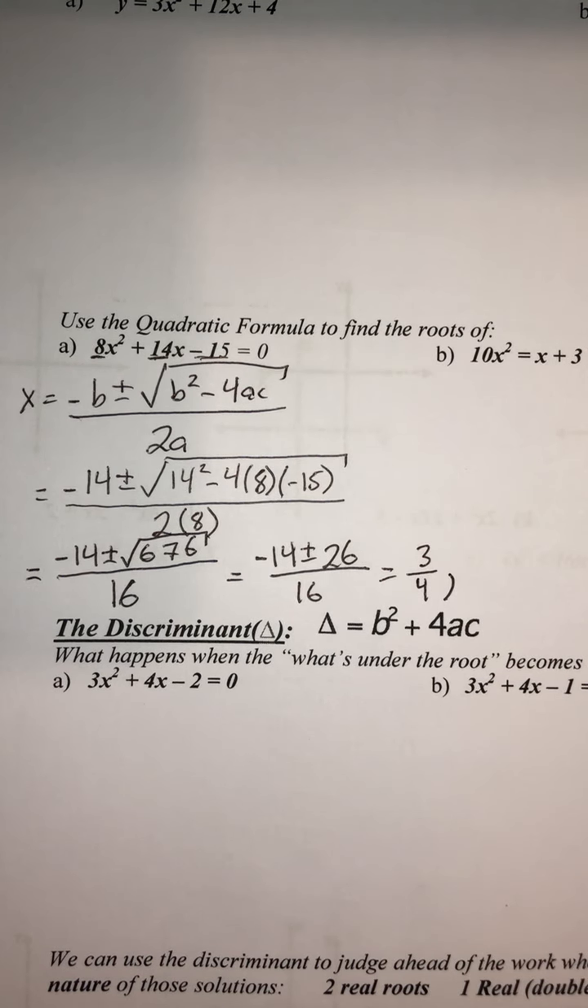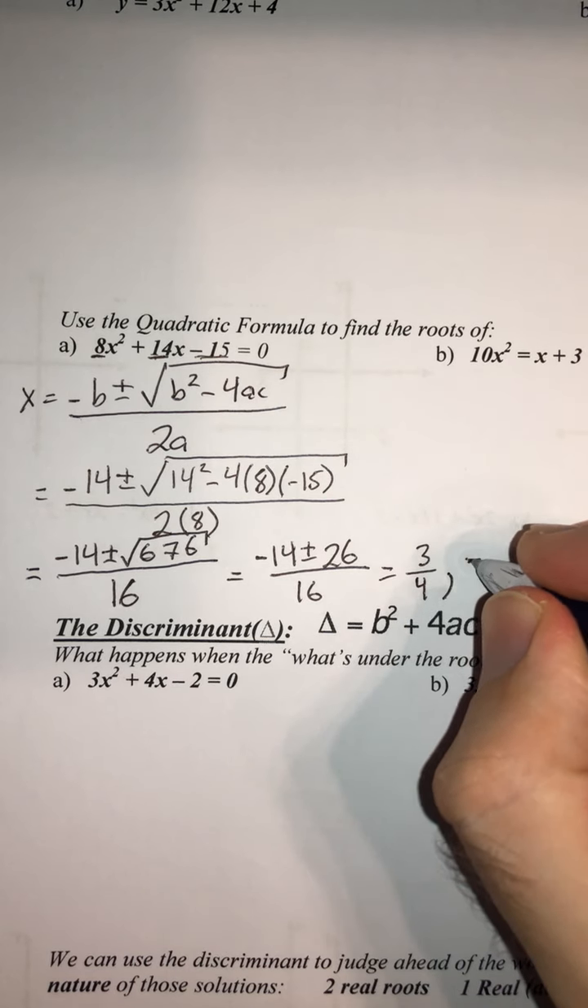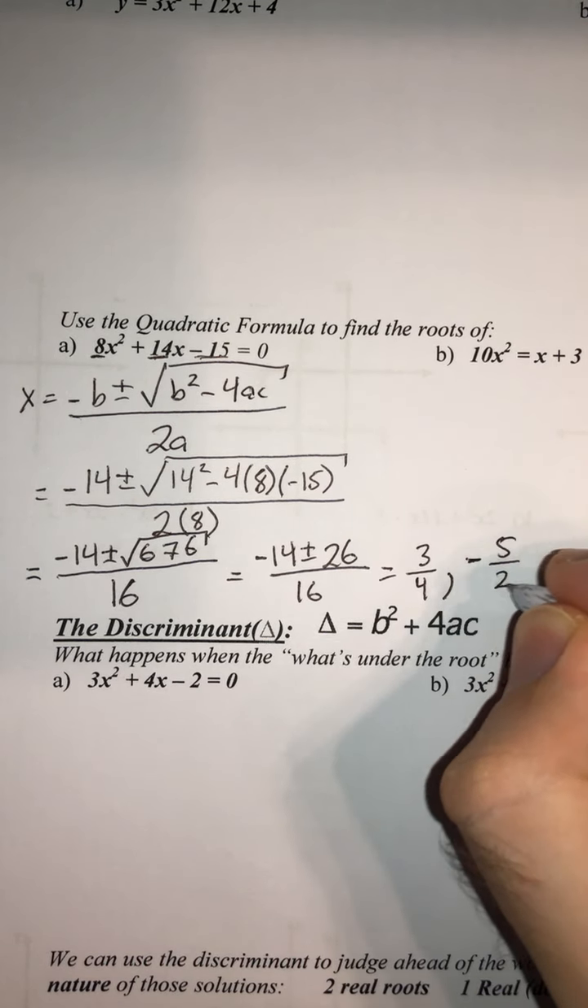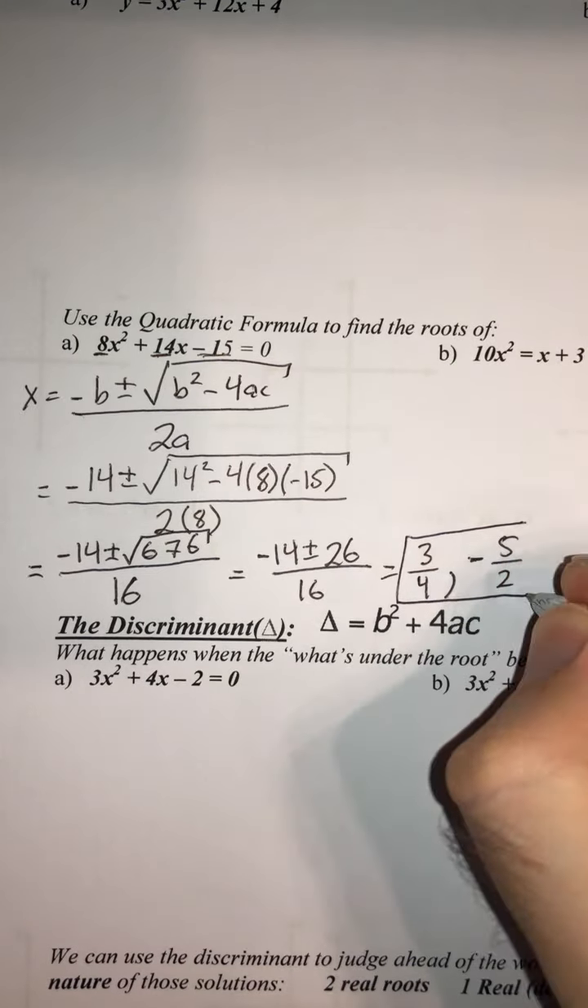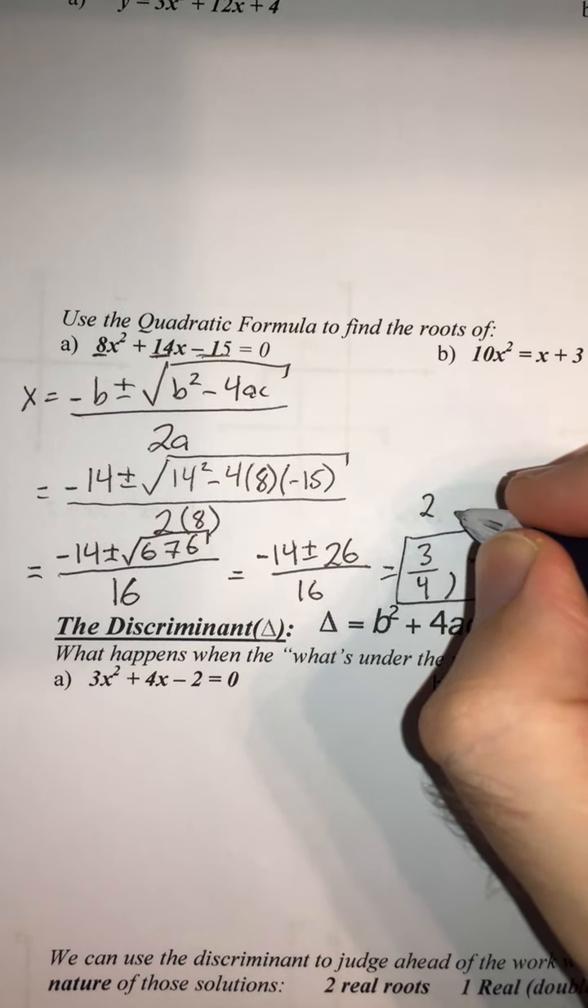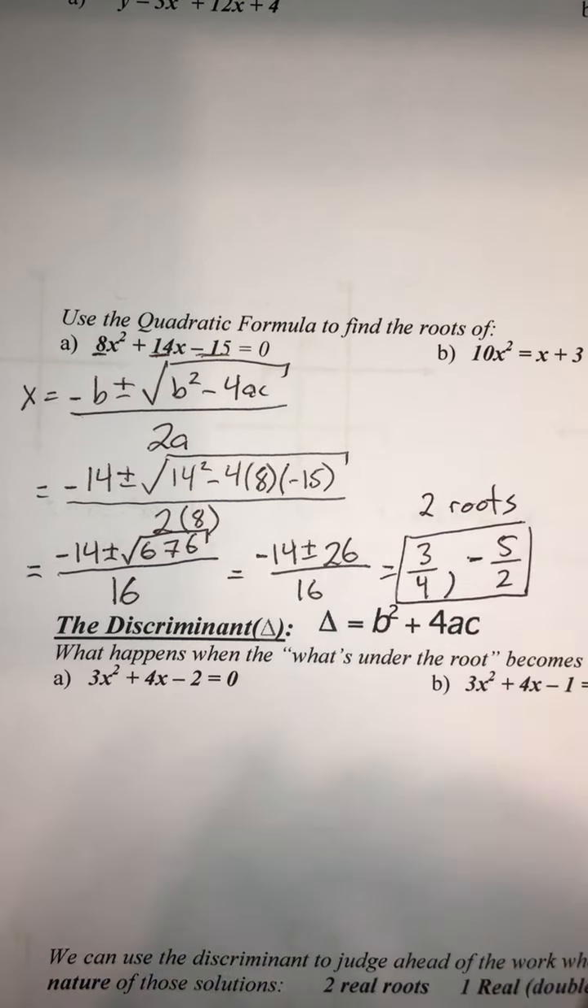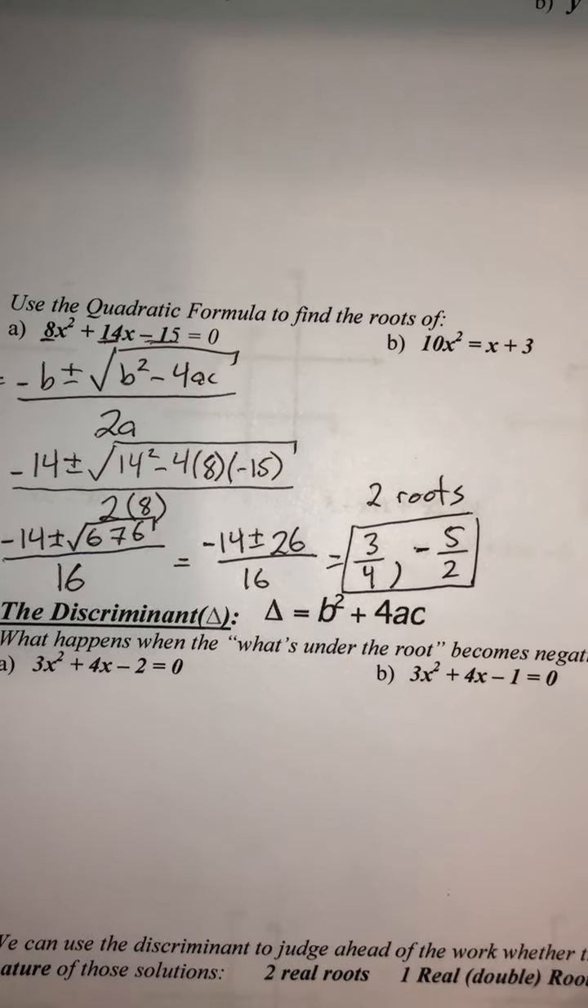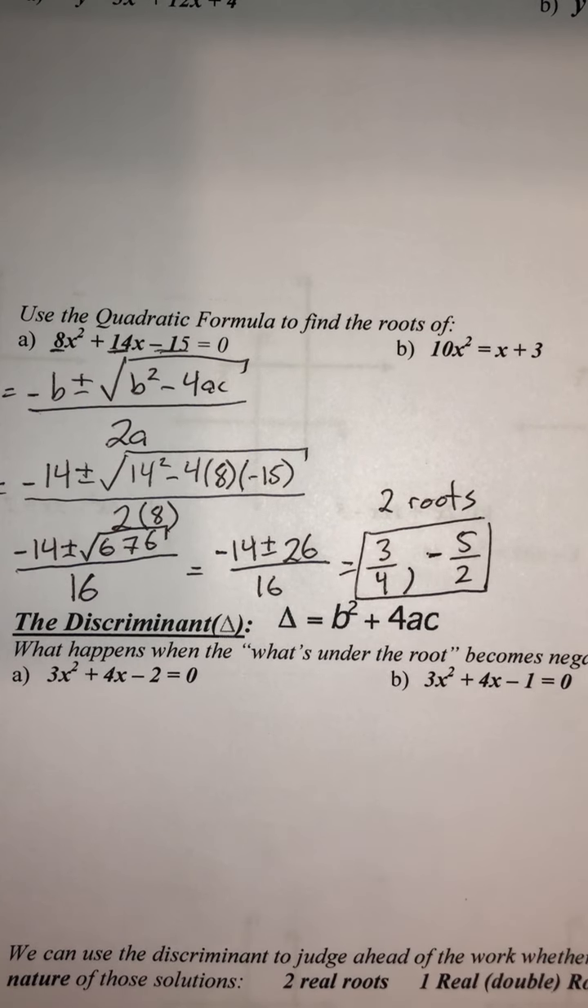And do it again with the minus. So negative 14 minus 26, then divide by 16. We'd get negative 2.5, or negative 5 over 2. So these are my two roots. So this is how you'd go over and do that. You could do this for the other examples, give those a try.